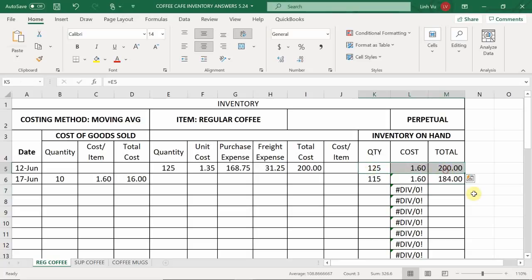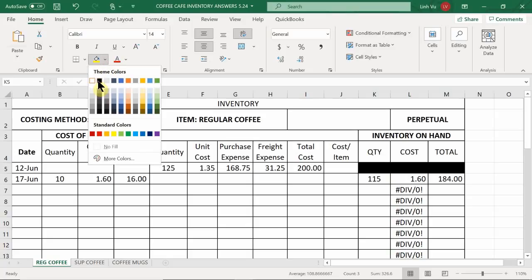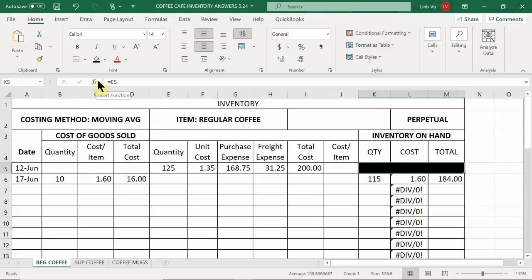I'm going to highlight this because I cell reference, so I can't delete that. I have to keep it there, so I'm just going to block it out. So now I have 115 pounds left, costing a total of $184. And I sold 16 pounds, or in this case, I used $16.